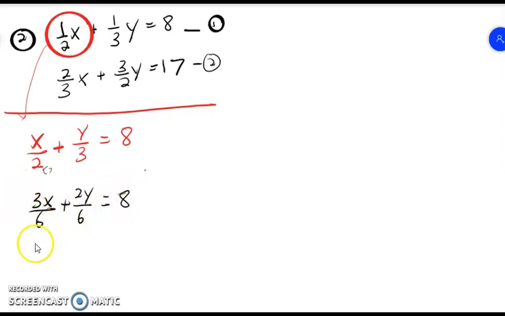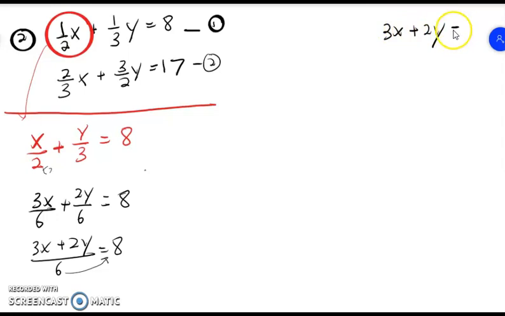Now we can actually simplify this. Divided by 8, and this 6 will be moving and multiply with 8, and you get your first. So I just write it over here. This is your 3x plus 2y equals to 48. Okay, this is our first equation.